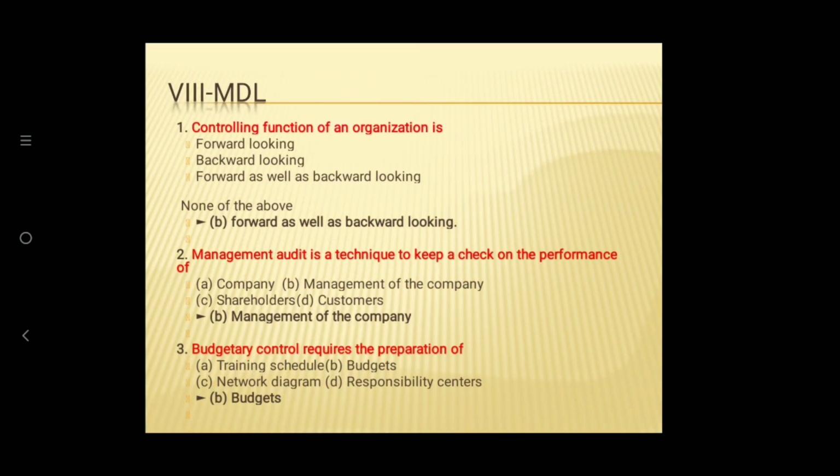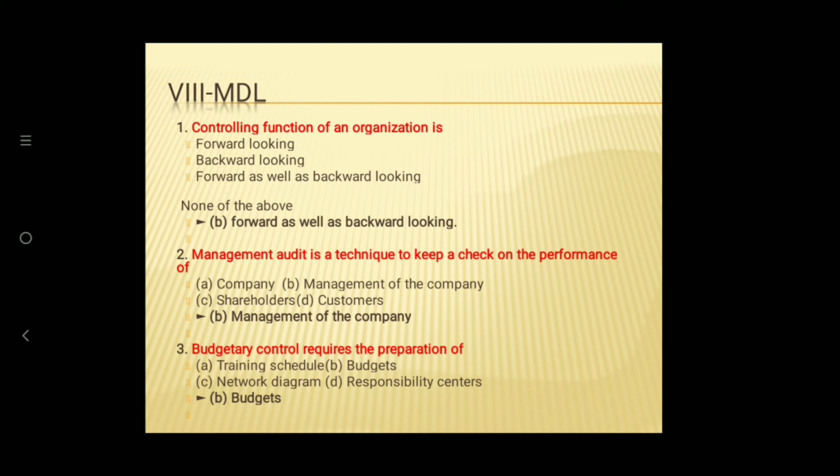Next question, controlling function of an organization is option A, forward looking, B, backward looking, C, forward as well as backward looking, D, none of the above. So option C, forward as well as backward looking. Option C is the right answer. Management audit is a technique to keep a check on the performance of option A, company, B, management of the company, C, shareholders, D, customers. The right answer is B, management of the company.